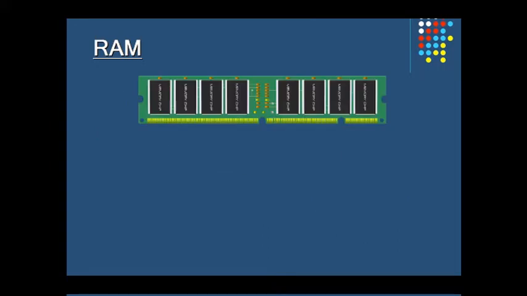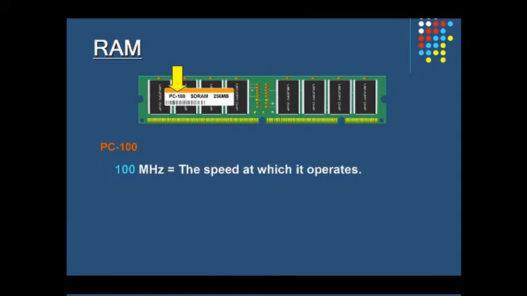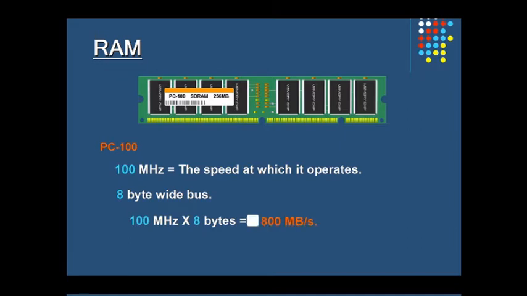SDRAM is rated at different speeds. For example, a stick of old SDRAM way back in the late 1990s could be labeled PC100. The 100 equals the maximum speed at which it operates, which is 100 megahertz. And since SDRAM only comes in 64-bit modules, as we discussed earlier, it has an 8-byte wide bus, because 64 divided by 8 equals 8. So to figure out the total bandwidth of PC100, you multiply 100 megahertz times 8 bytes, which equals 800 megabytes per second. So the total bandwidth of PC100 equals 800 megabytes per second. So in other words, PC100 RAM can transfer data at a maximum rate of 800 megabytes per second.